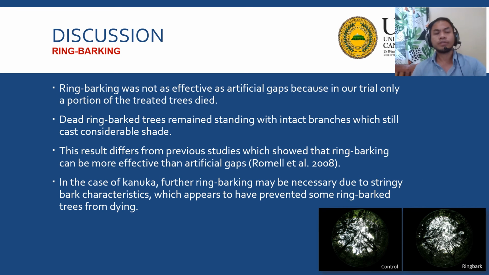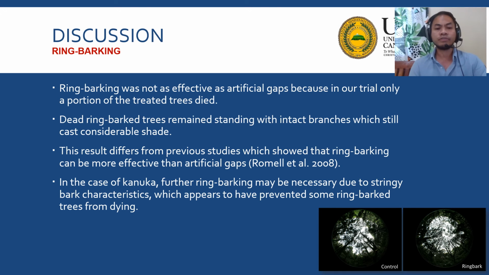In contrast, ring barking was not as effective as artificial gaps in supporting the growth of the planted Totara seedlings because in our trial only a portion of the treated Kanuka trees died, while some of the dead ringbarked trees remained standing with intact branches, which still cast considerable shade to the planted seedlings.